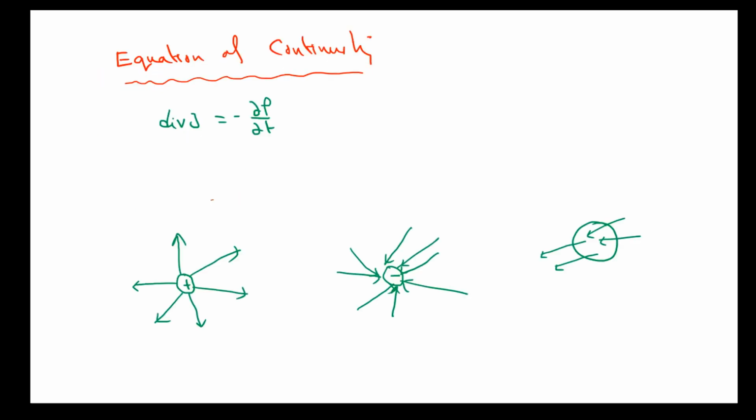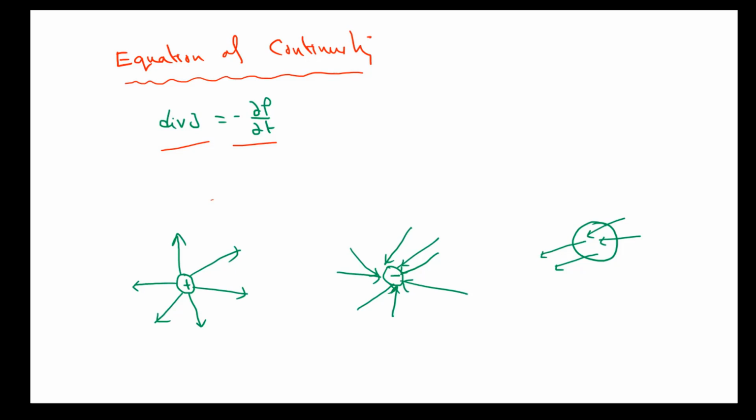So first we have to discuss what the equation of continuity is, because we are going to use that equation to derive Maxwell's equation. The formula is divergence J equal to minus del rho by del T. So what is the physical meaning of this?